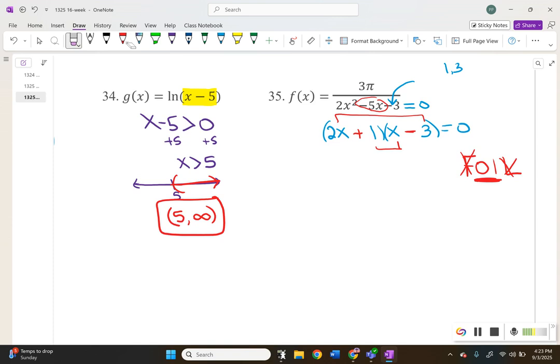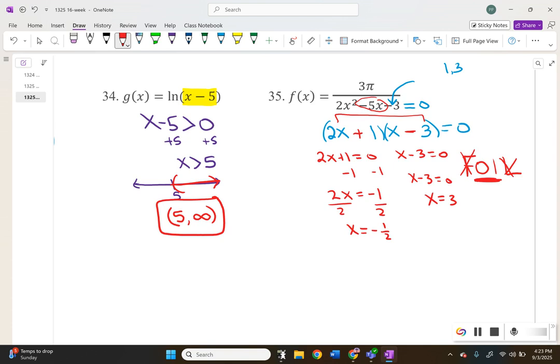So I have this equal to 0. So that means either 2x plus 1 equals 0 or x minus 3 equals 0. Subtract my 1. So 2x equals negative 1. Divide by 2, and I get x equals negative half. That's one of the places where this function is discontinuous. The other one, x minus 3 equals 0, so x equals 3. So it is discontinuous at these two values.